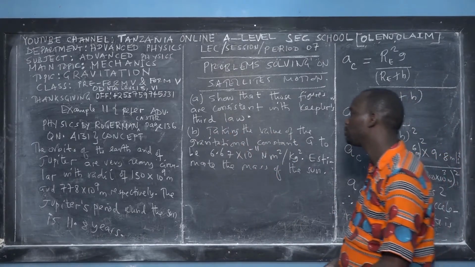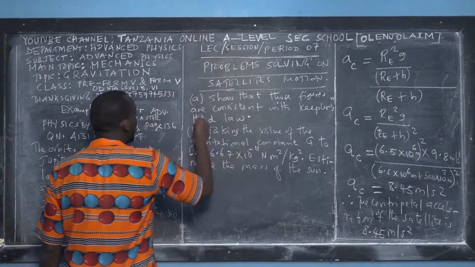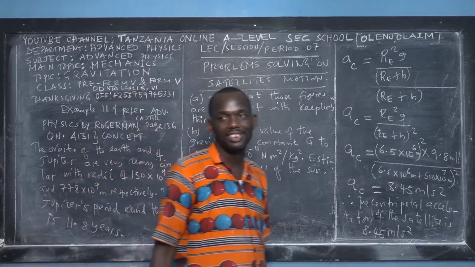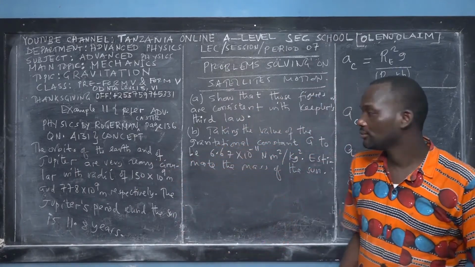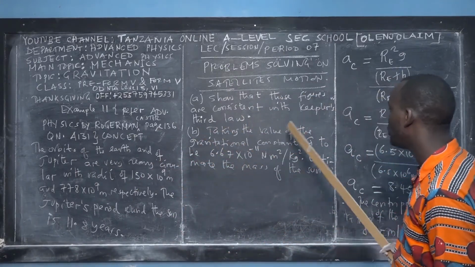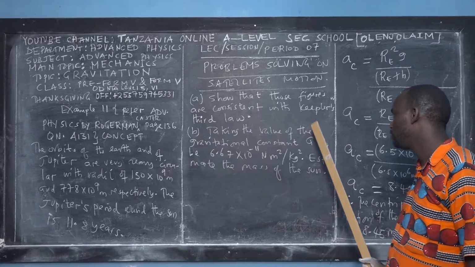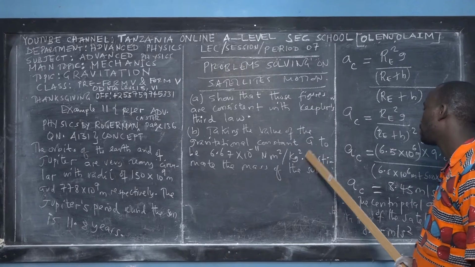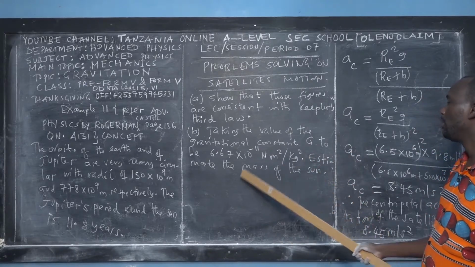So first of all, you should know the mathematical equation of Kepler's third law. Otherwise, you won't solve that problem. Then part B: taking the value of the gravitational constant G to be 6.67 exponent negative 11 newton meter square per kilogram square, estimate the mass of the Sun.